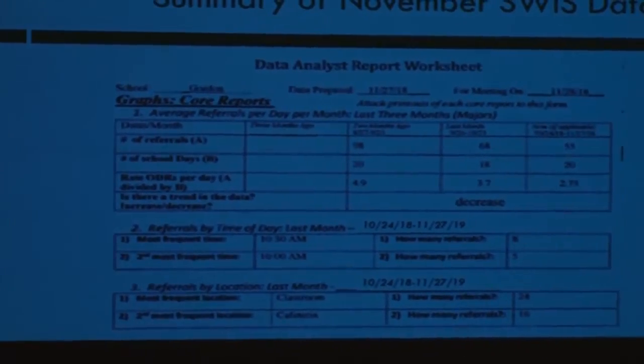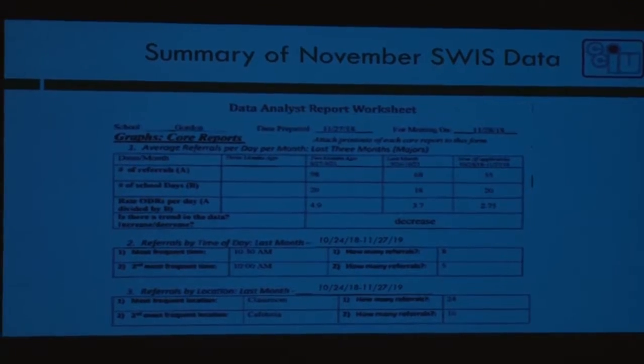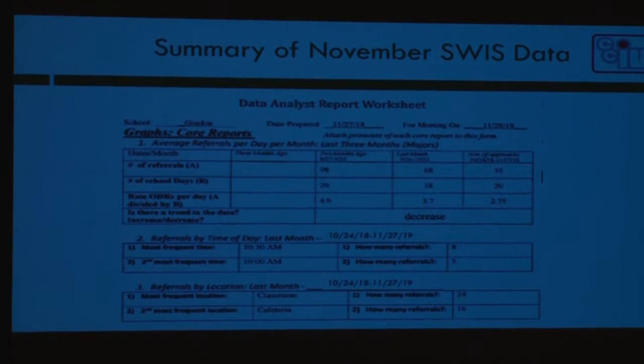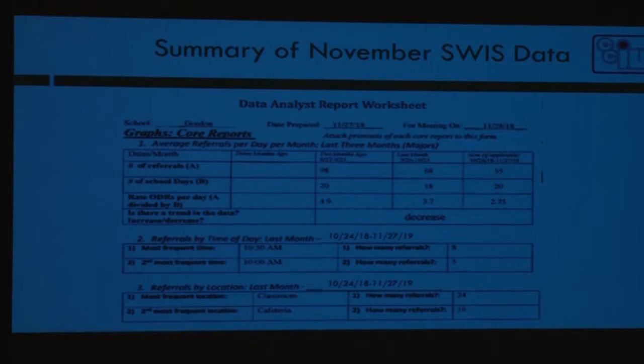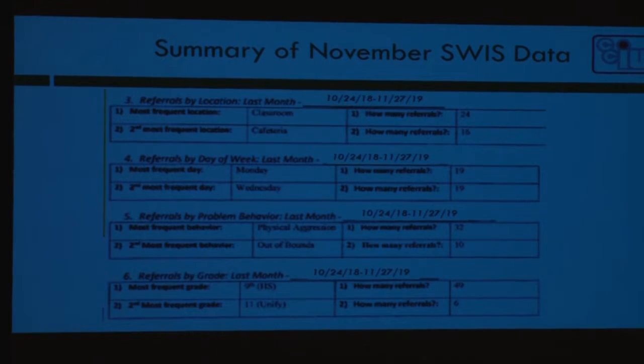So this is what our SWIS data looks like, and I know it's a little bit fuzzy, but basically what it's showing you is that you can see very specific data about our school. So we pool our data over the course of a month, and we can look at the number of referrals, how many school days those occurred on, how frequently they're occurring in a day. We can see if there's a trend in the data related to a specific problem. We can compare it to what happened in the previous month. We can also look at all the different locations and see what is happening with the most frequency and how many referrals are coming from each area.